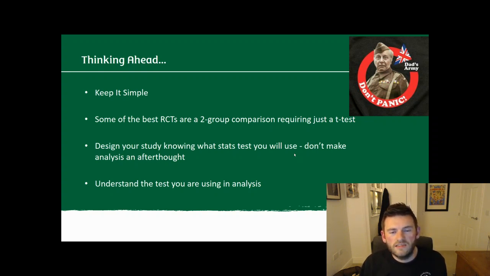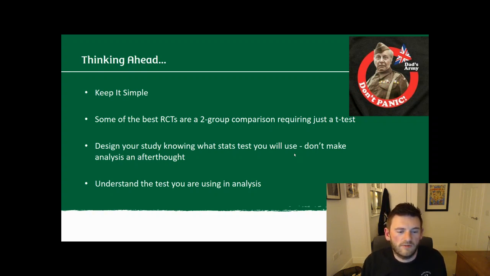Some of the best RCTs are a two-group comparison requiring the t-test. You don't need to do very complex statistics. These are some of the foundational models that we use. There may be other complex things that come into that, other things you measure, but you may not need to do that. Design your study knowing what stats test you will use. Don't make analysis an afterthought.